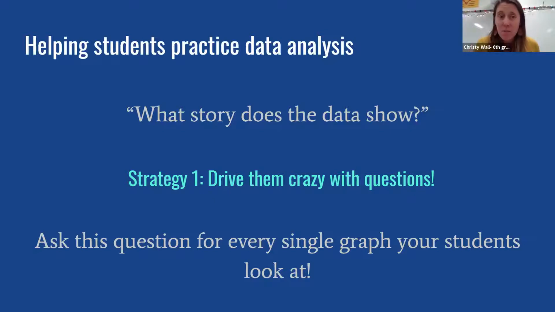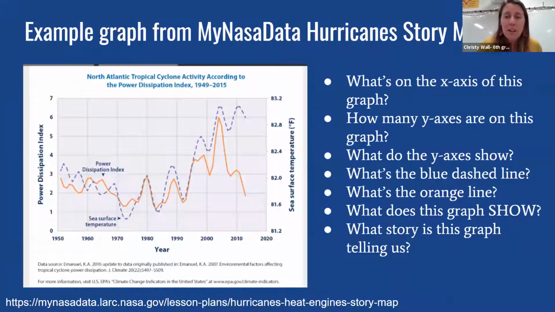Ten minutes before I started this talk, I was in my science class and we were looking at one of the graphs on the My NASA Data Urban Heat Island story map. And this was the question I asked: what story does the data show? What's on the x-axis? What's on the y-axis? What's the blue dashed line? What's the orange line? So what does this show? This is really, really, really important, right?